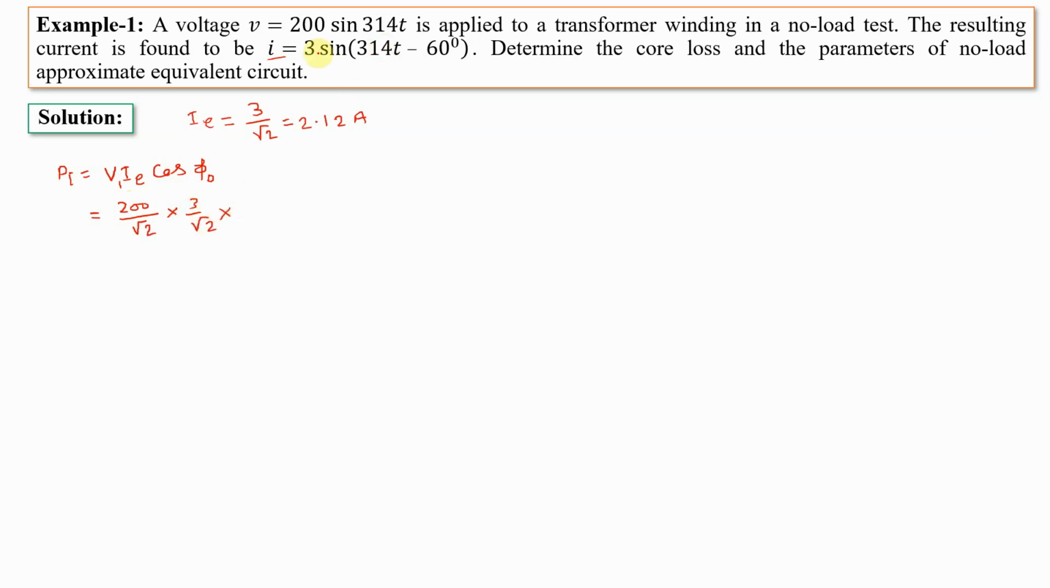And cos phi is the phase angle between this voltage and current. If you draw the phasor diagram, the voltage is here and the current will be lagging by 60 degrees. So current will be here, that is the exciting current. The angle between this voltage and current, phi naught, is equal to 60 degrees, so it will be cos 60 degrees. If we solve this, we get the total core loss in the transformer as 150 watt. That is the core loss, or we can say the iron loss.